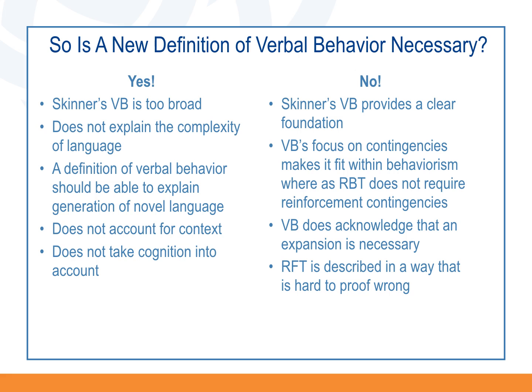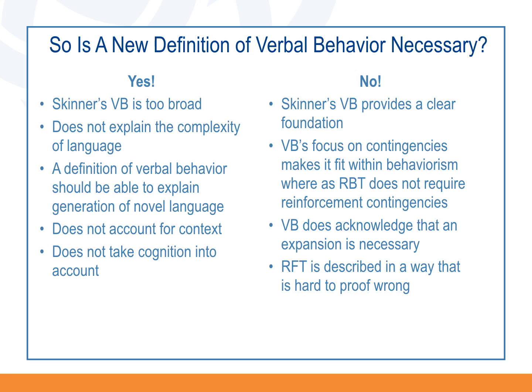Those who argue yes say that Skinner's verbal behavior is much too broad and doesn't explain the complexity of language, and that a better definition should be able to explain how novel language is generated. They also argue that it doesn't take context and cognition into account. One thing I thought was really interesting was that some of the arguments looked at what we define as intelligence perhaps being how quickly we are able to engage in this relational responding.